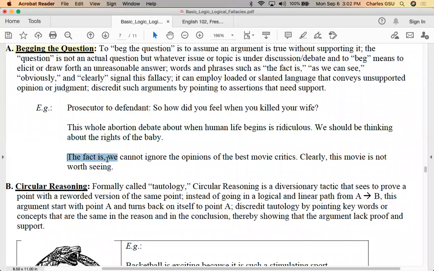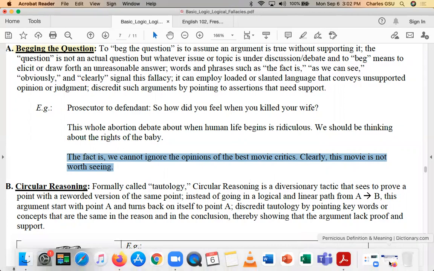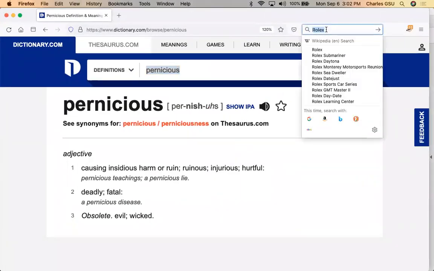And likewise, we can't ignore the opinions of the best movie critics. Clearly, the movie is not worth seeing. A lot of people are swayed by reviews, shall we say, right? And reviews aren't necessarily a bad thing. You just have to take them with a grain of salt, if you will. So, for example, let me take a movie that I like. If you guys haven't seen it, check it out.